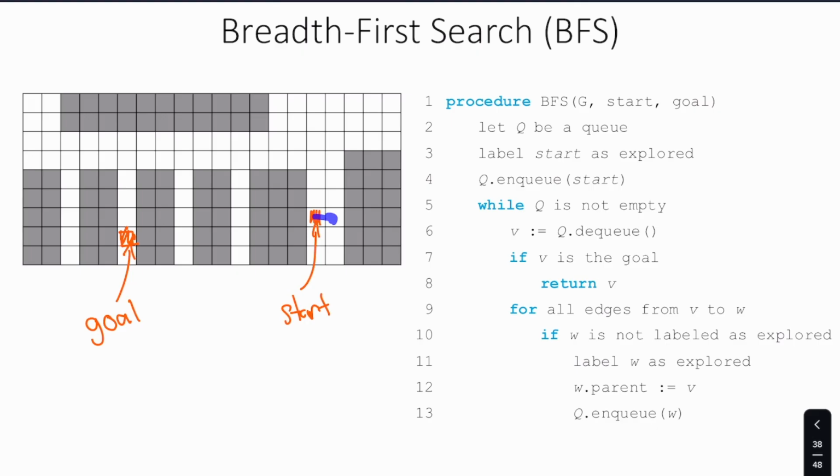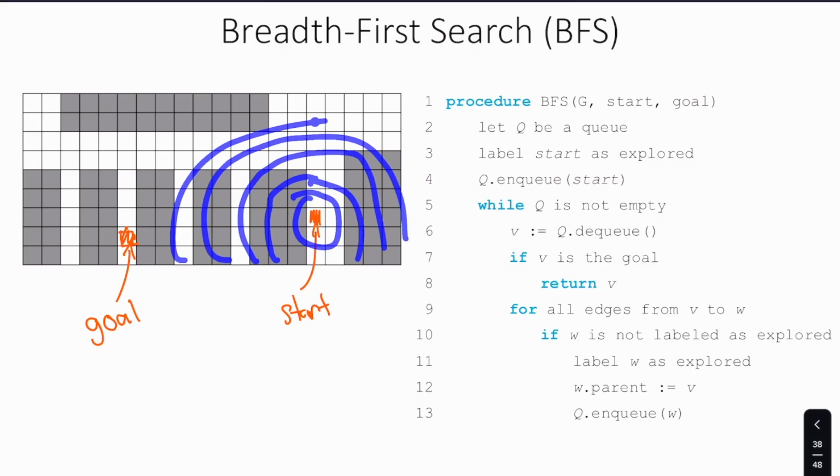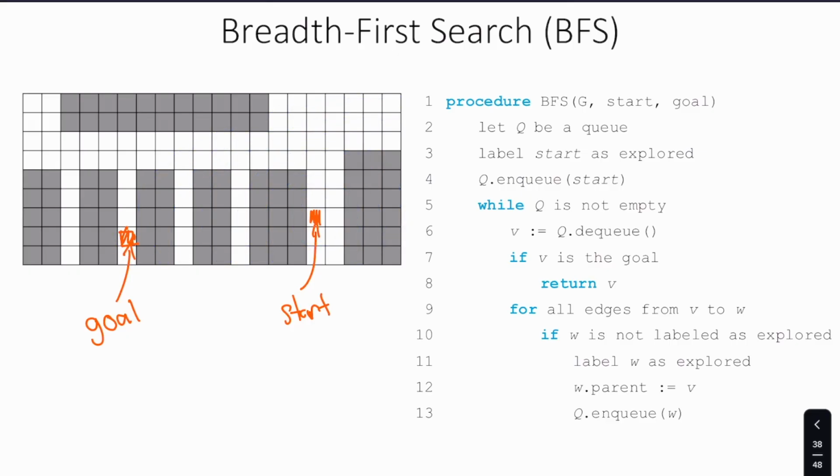So we start here, explore everything 1 hop away. Next, we explore everything 2 hops away, then 3 hops away, and then 4 hops away. And essentially, we'll flood out here from this start node, I guess I should do it as circles here, until one of those hops gets us to the goal.